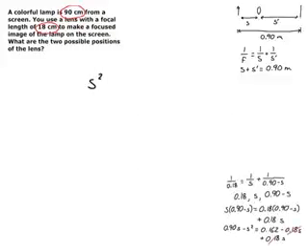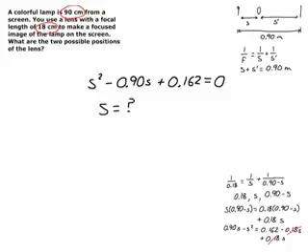s² − 0.90 s + 0.162 = 0. This is a quadratic expression, and I'm looking for roots of the equation, possible values of s. This is an occasion where I use the quadratic formula.